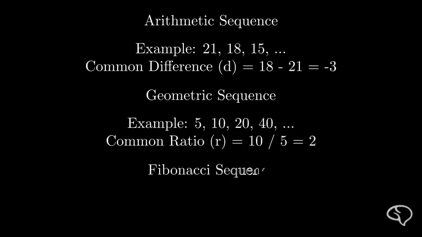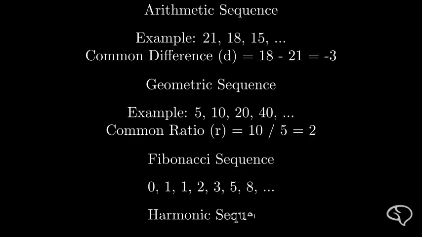Then there's the Fibonacci sequence. This sequence starts with 0 and 1, and each subsequent number is the sum of the two preceding ones. It's a very famous sequence found in nature. So, 0 plus 1 is 1, 1 plus 1 is 2, 1 plus 2 is 3, and so on.